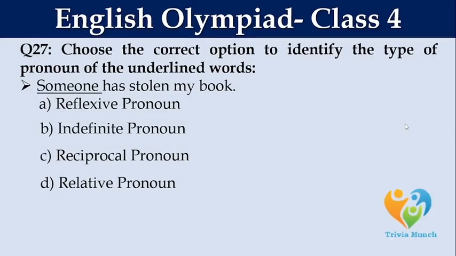Choose the correct option to identify the type of pronoun of the underlined words. Someone has stolen my book. Option A, reflexive pronoun. Option B, indefinite pronoun. Option C, reciprocal pronoun. Option D, relative pronoun.